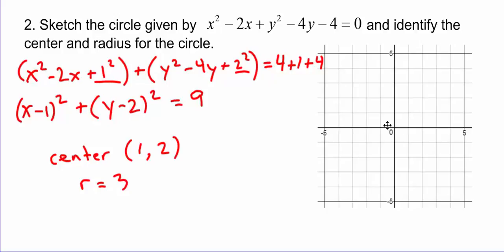So the way to graph this, I think you know this part of it. Go mark your center, and then probably the easiest way actually would be to mark the points to the right, the left, the top, and the bottom, each being 3 units away. And then we can sketch our circle. I'm pretty good at drawing circles by hand, as you can see. And there it is.